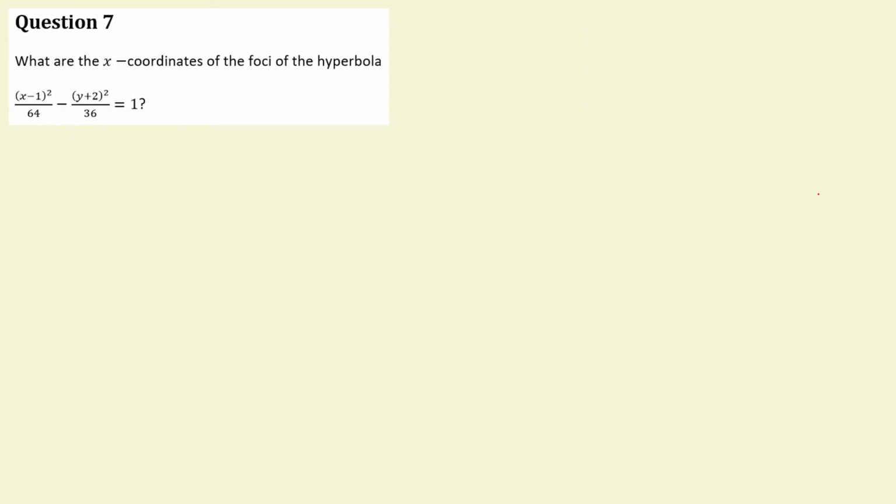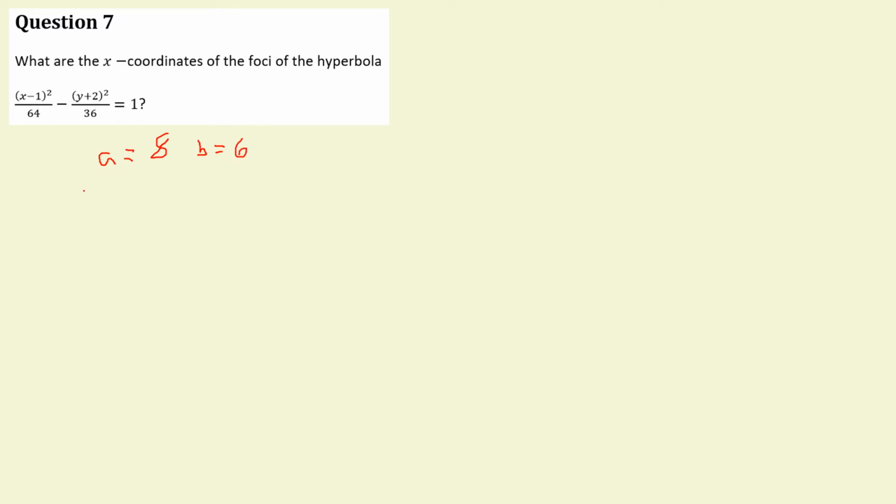Question 7. Right, the x-coordinates of the foci of the hyperbola. So generally this was started well, but some people just got a little bit lost at the end of it. All right, so if we start it off, we know that A is 8 and B is 6, because we've got that from the 64 and the 36. We know that straight off.